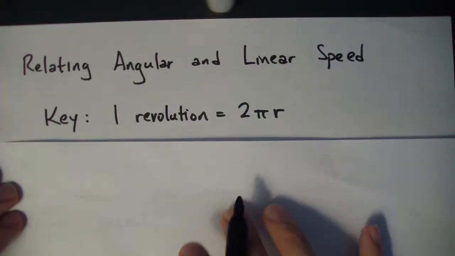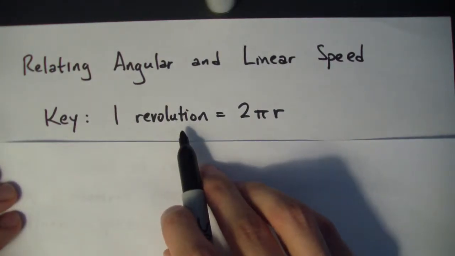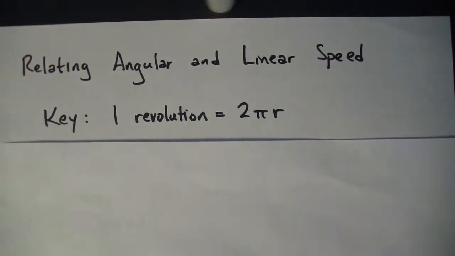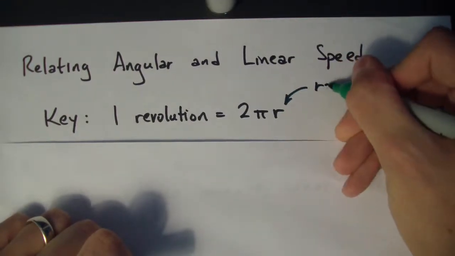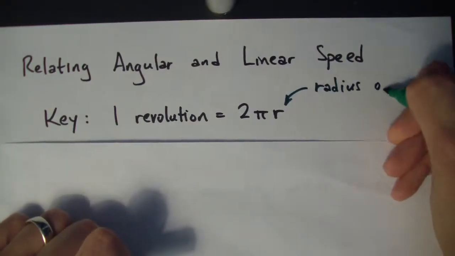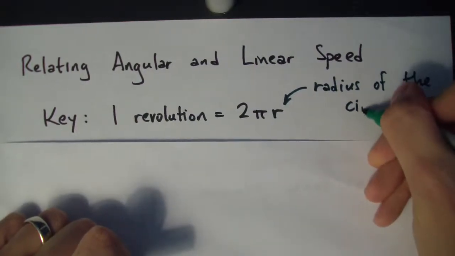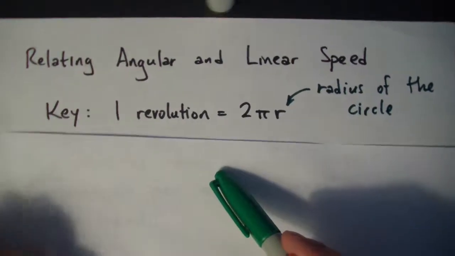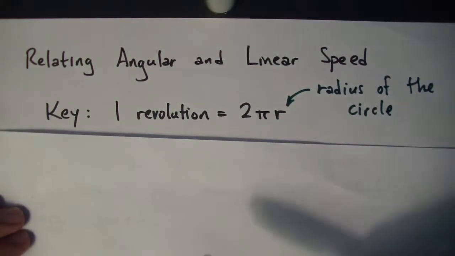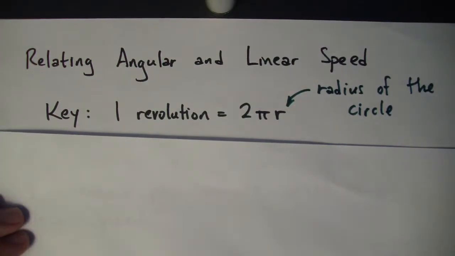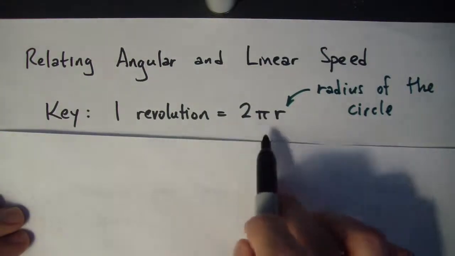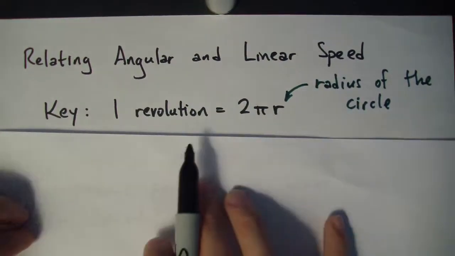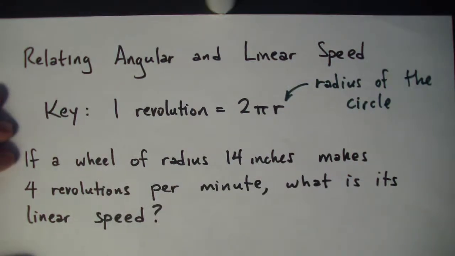So the key here is that 1 revolution of a wheel is equal to 2 pi times the radius of the wheel. So that's r, the radius of the circle. So for every one full revolution that a wheel makes, it's gone 2 pi r. That's the amount of distance that it would have rolled. So with that extra conversion factor, we can take an angular speed and convert it to linear speed and vice versa. Let's just look at a quick example.